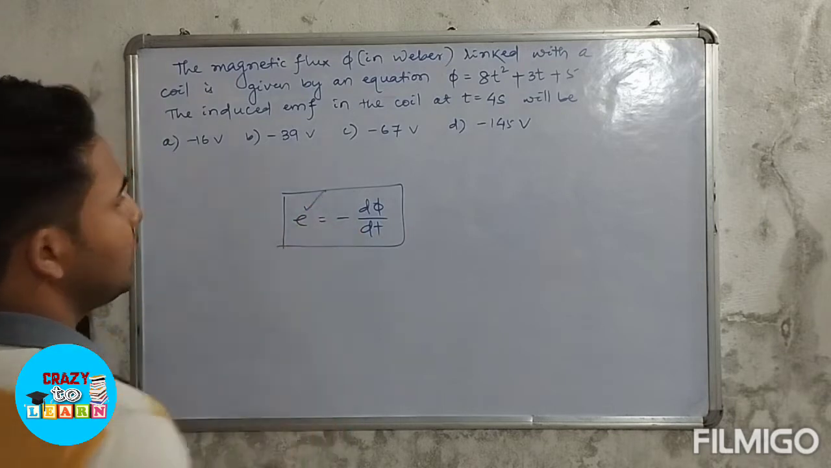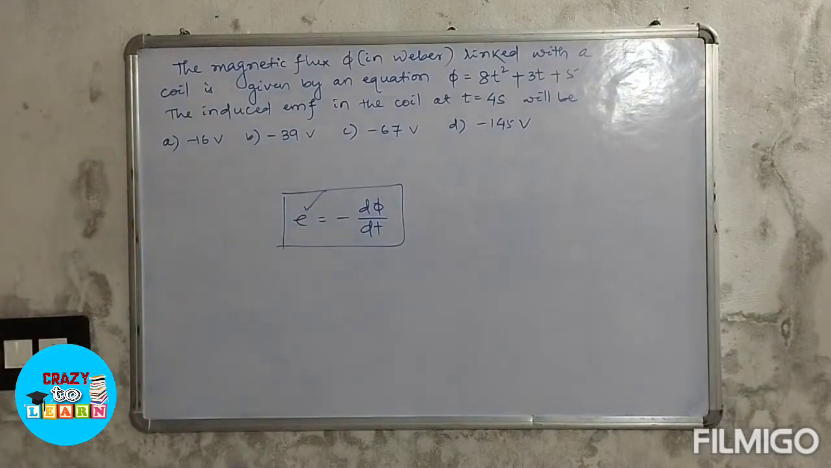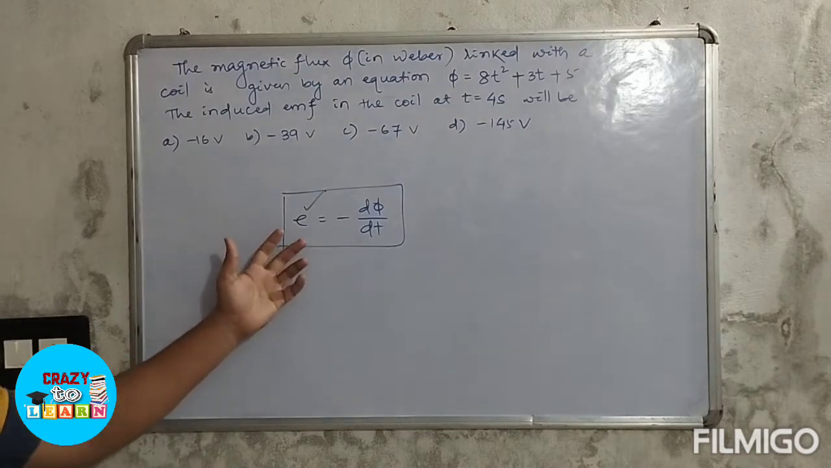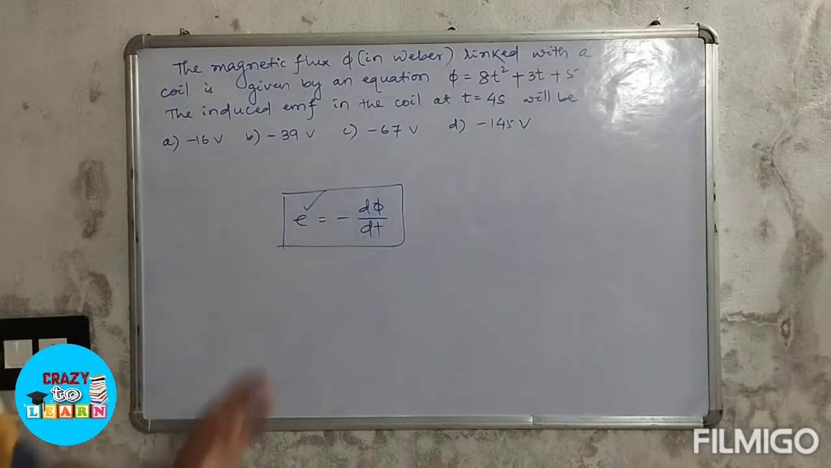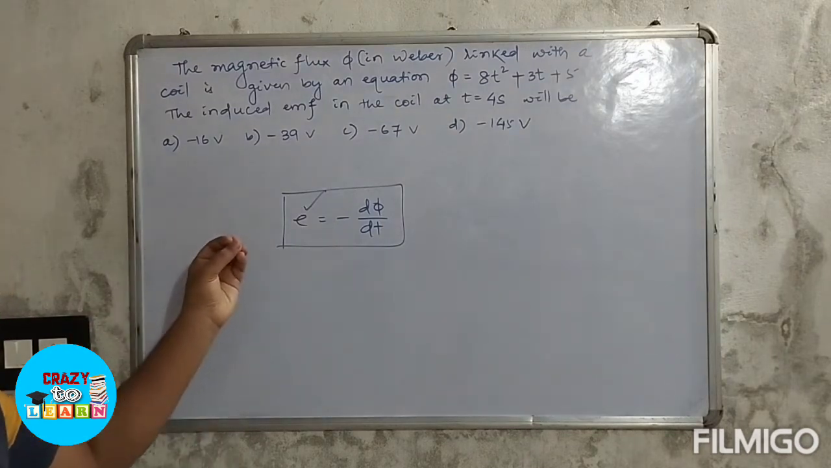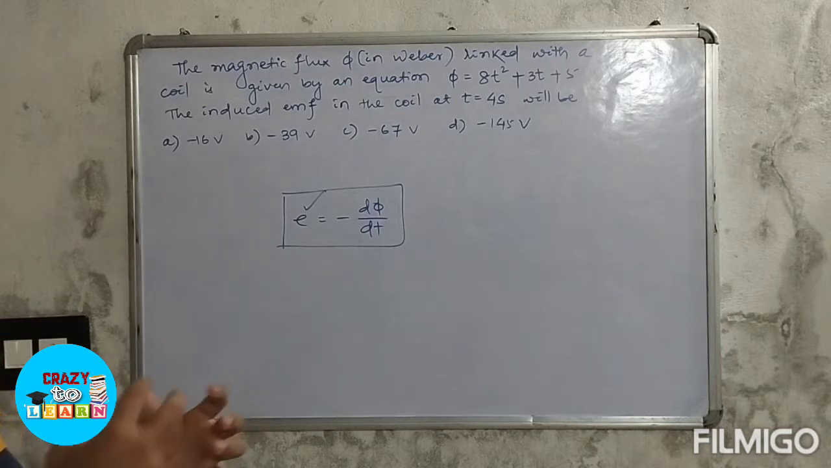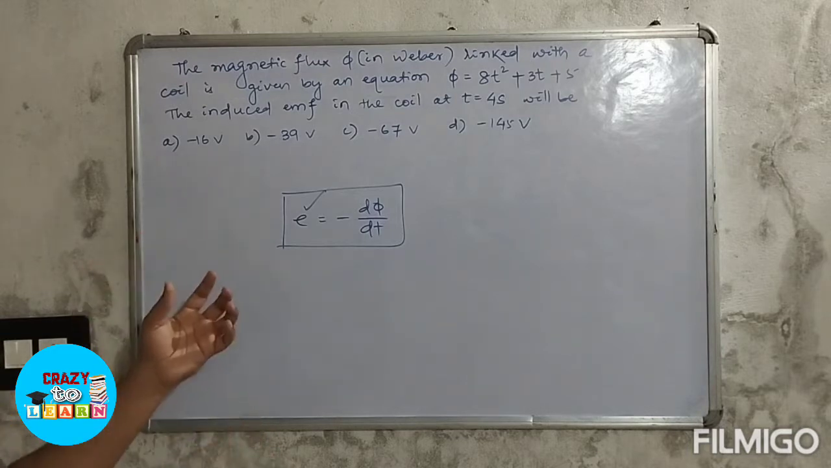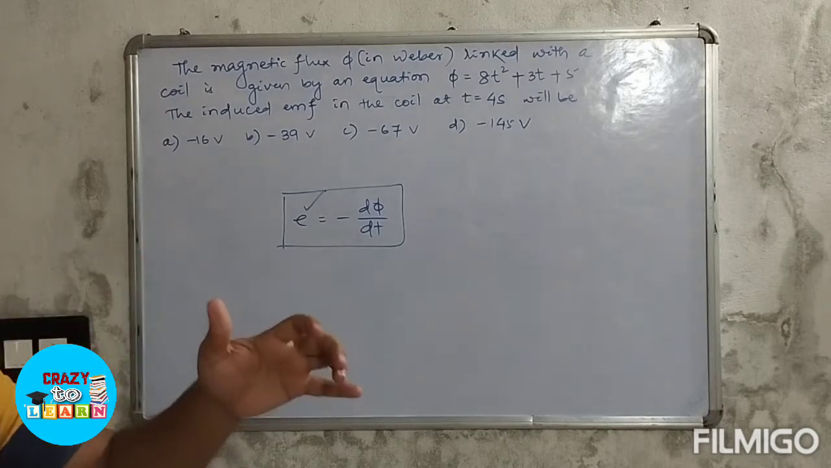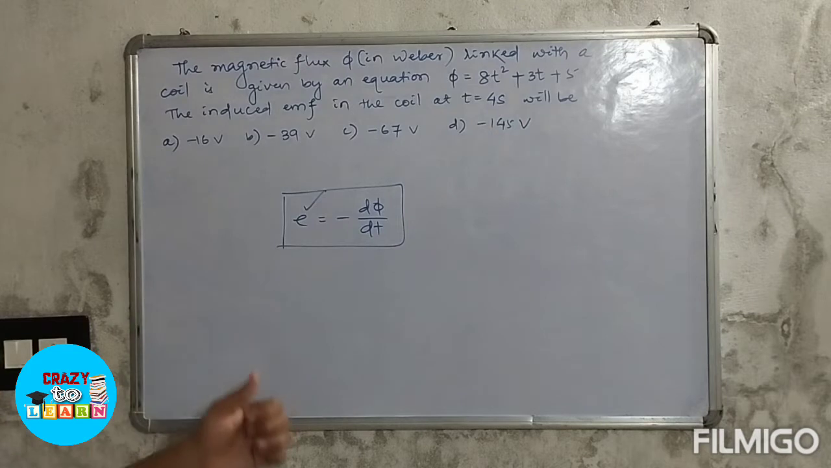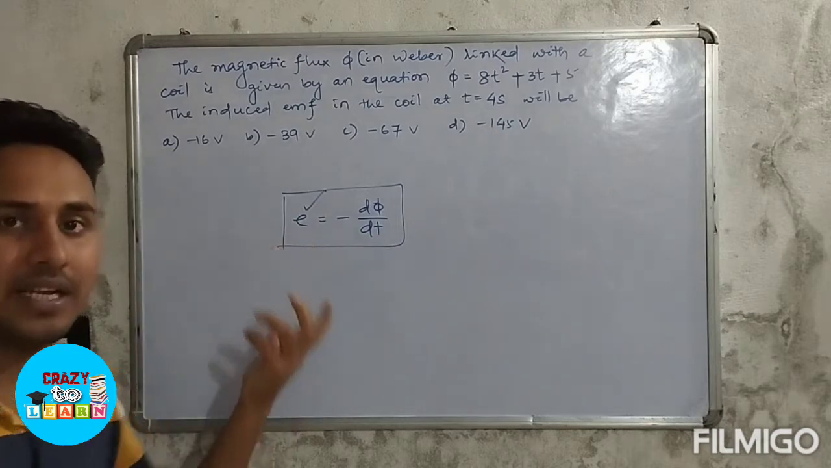It is the formula we know. The induced EMF E is equal to the rate of change of magnetic flux linked with the coil. And why is there a negative sign? The negative sign indicates that the induced EMF, which is produced due to the change in magnetic flux in the coil, always opposes the change of magnetic flux. It opposes, it does not support, it opposes. So we are adding a negative sign here.